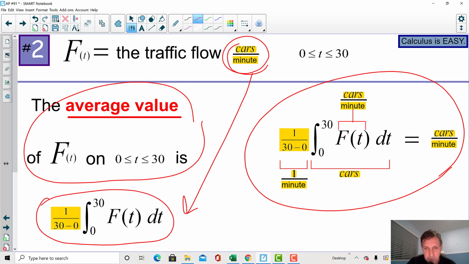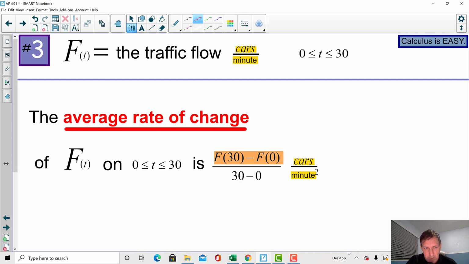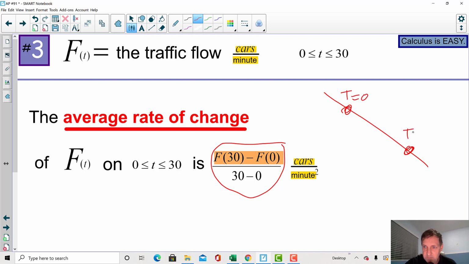All right, let's take a look at number 3. Okay, so this is the exact same problem as number 2. We're using the exact same function and everything. But instead of doing the average value of f, we're doing the average rate of change of f. So it's kind of like the derivative of f, but it's on an interval of time. So it's kind of like the slope of a secant line. So this is kind of like when t is 0. And this is kind of like when t is 30. We have these 2 points.